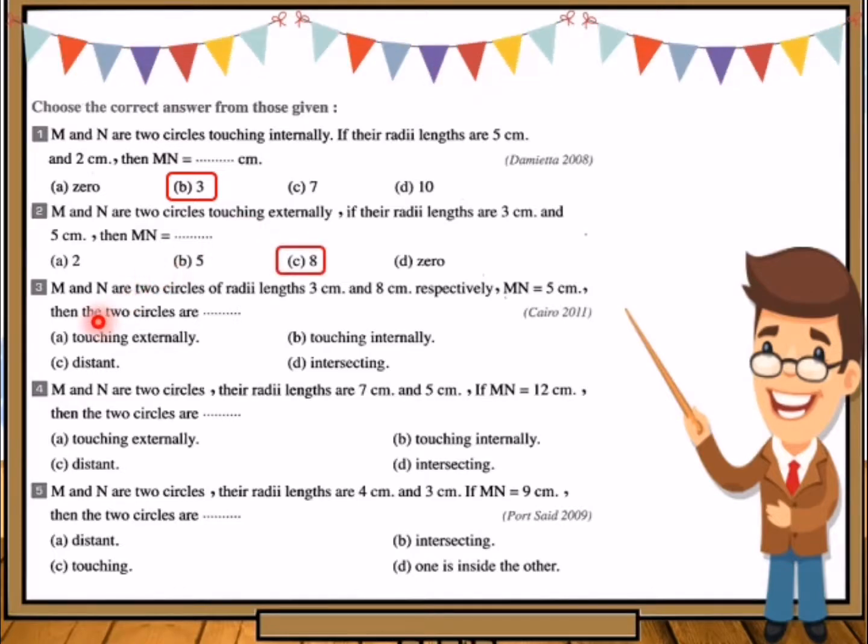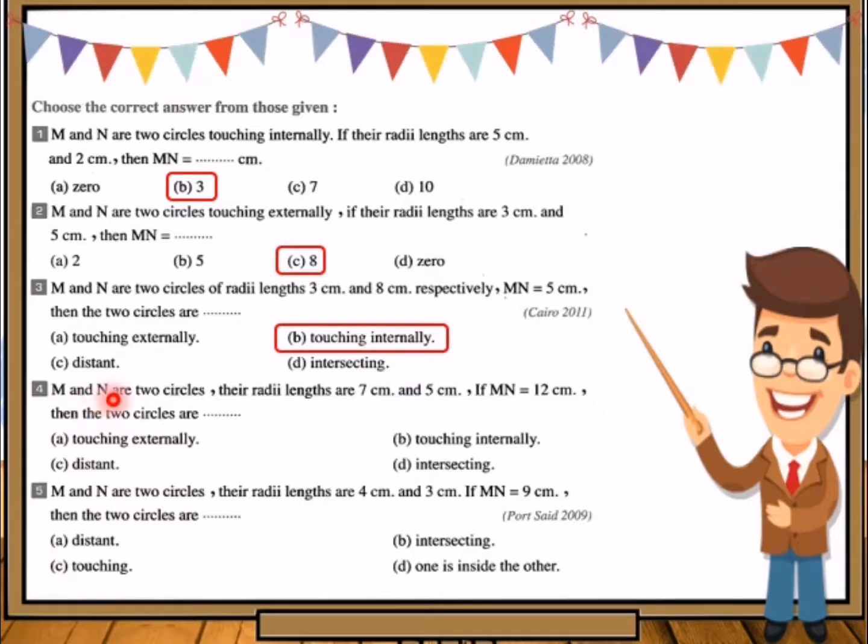Number 3. M and N two circles of radii 3 and 8, and MN equals 5. So in this case, the difference between the radii equals the distance between centers. This is the case of touching internally.